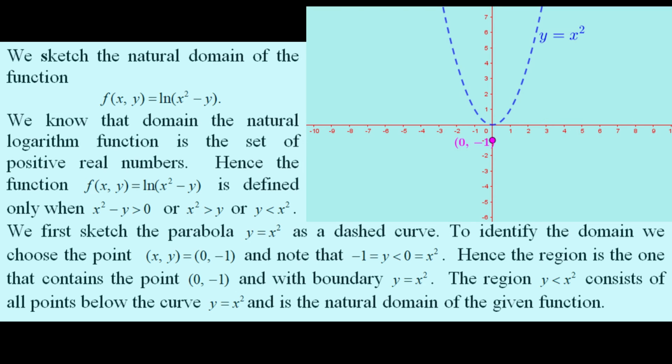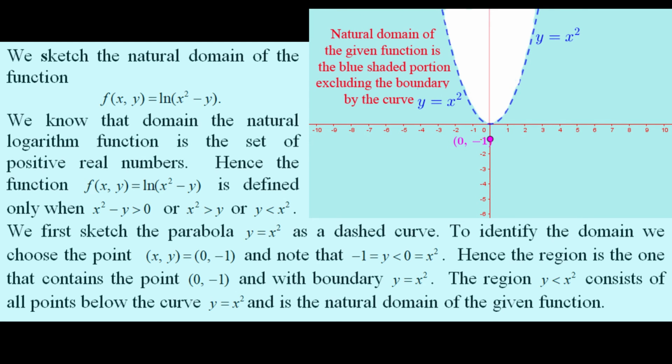To identify the domain, we choose the point ordered pair xy is equal to ordered pair 0, negative 1, and note that negative 1, which is y, is strictly less than 0, which is x square. Hence, the region is the one that contains the point ordered pair 0, negative 1, and with the boundary y is equal to x square. The region y less than x square consists of all points below the curve y is equal to x square and is the natural domain of the given function.